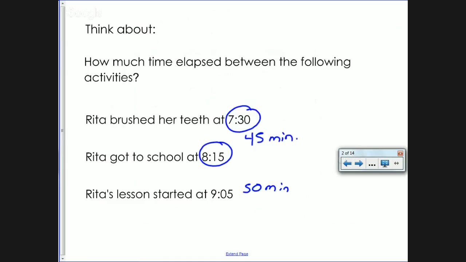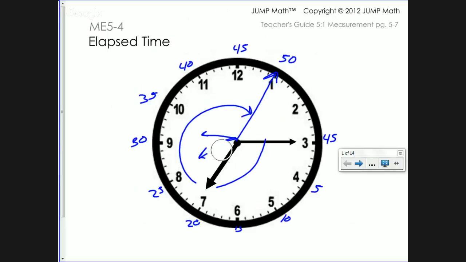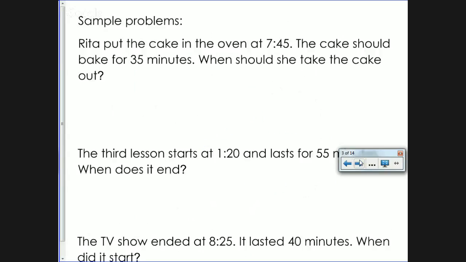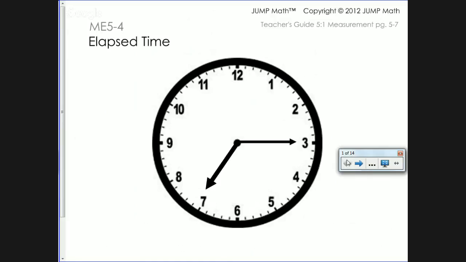So again, I'm going to go back to the clock that we had, and you can view that on the clock. So we're looking at setting the clock to 7:45, and this time we are going to be counting 35 minutes. So 5, 10, 15, 20, 25, 30, 35.